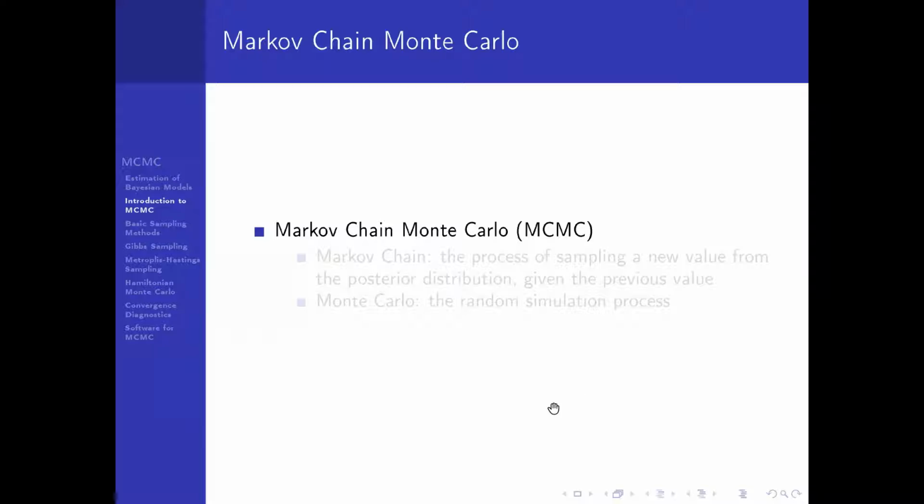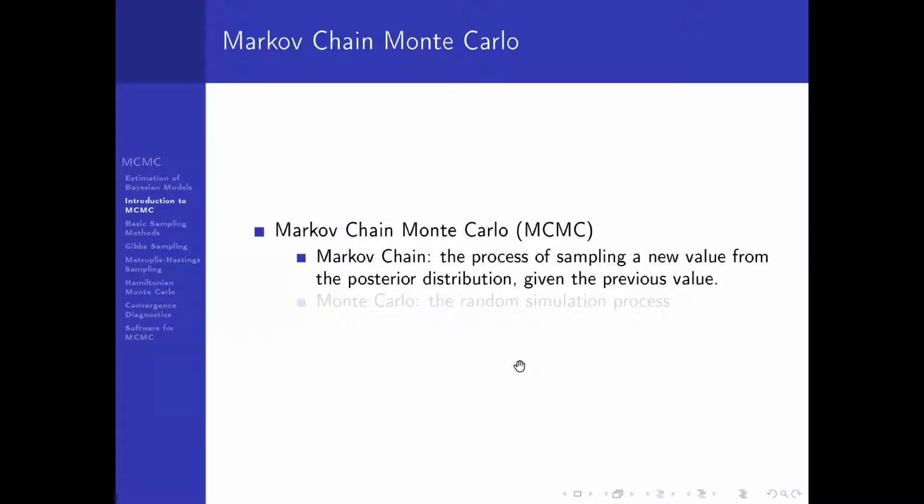Kind of mythical, right? So let me do a bit of word analysis of this term. The first part of this four-word term is Markov chain. What is Markov chain? Markov chain basically is the process of sampling a new value from the posterior distribution, depending on the previous value only, the preceding value.